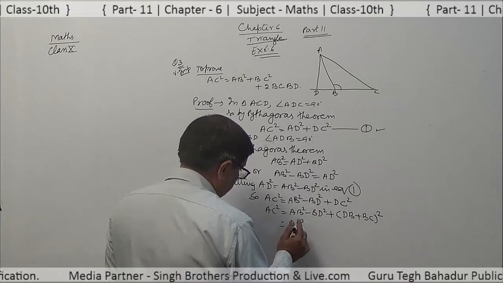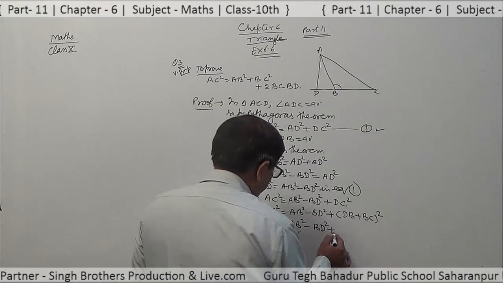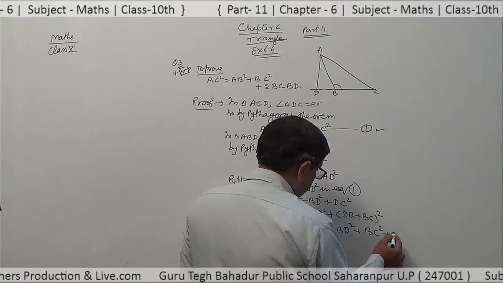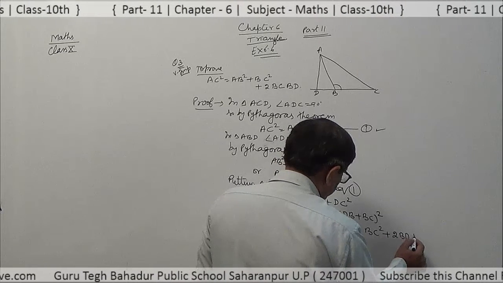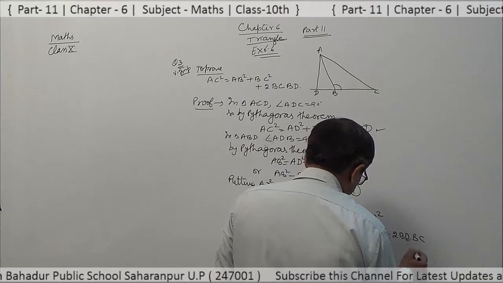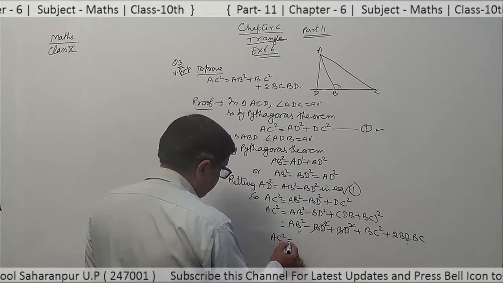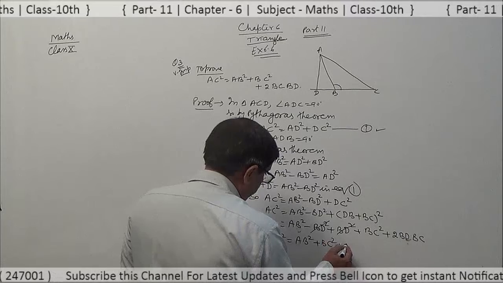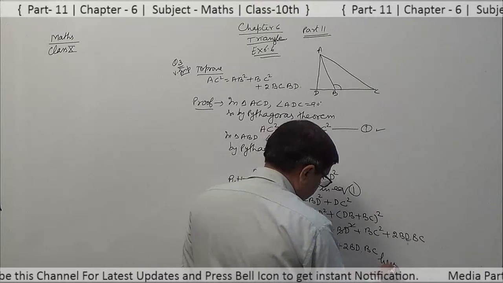AB square minus BD square, A plus B whole square, A square plus B square plus 2AB, that means 2BD into BC. This BD square cancels. So AC square is equal to AB square plus BC square plus 2BD into BC. Hence proved.